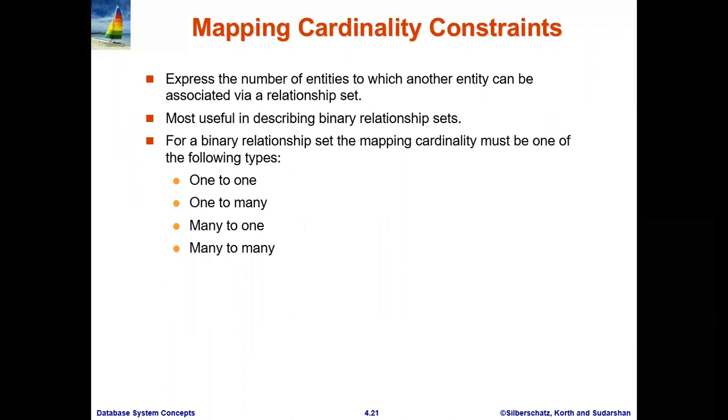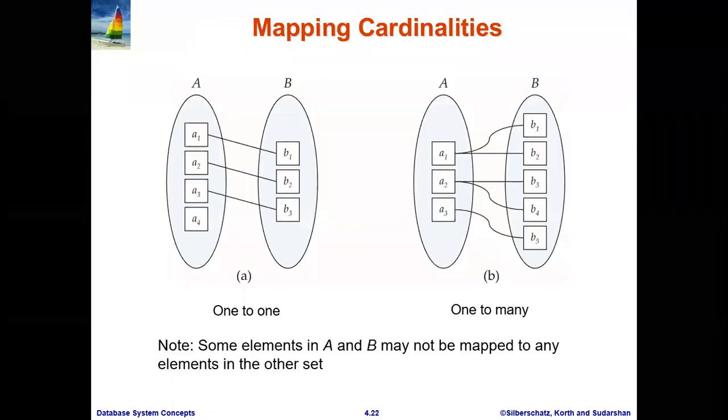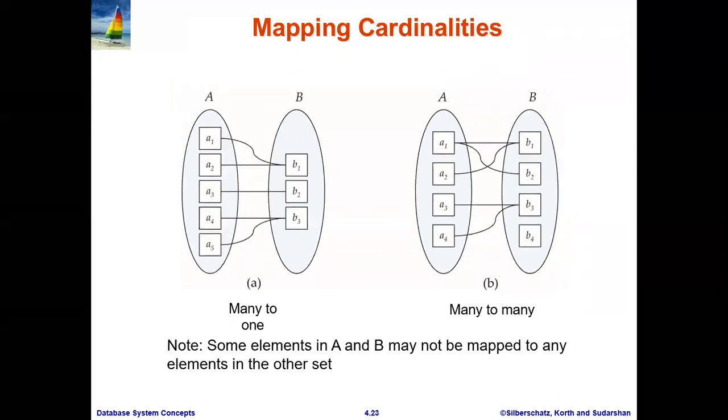We have seen mapping cardinalities. For a binary relationship set, the mapping cardinality must be one of the following types: one to one, one to many, many to one, and many to many. So, some elements in entity A and entity B are mapped to elements in the other set. For example, if some elements in A are associated with some elements of B, then we can show that by one to one, one to many, many to one, and many to many.